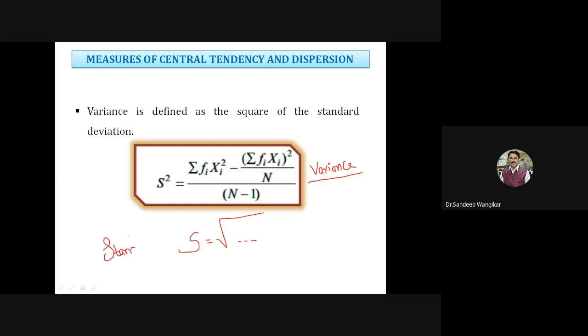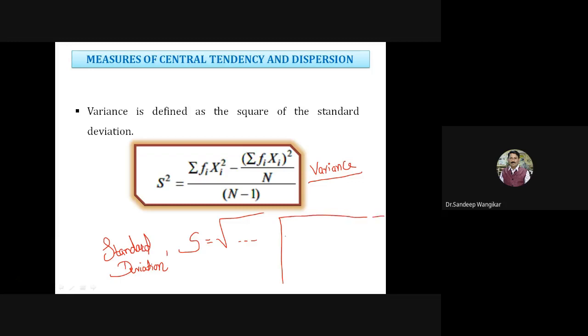Wherever the standard deviation and variance are asked, we have to first calculate the variance, because it is a square: the summation of fi xi squared minus the summation of fi xi, whole squared, divided by n, and the total bracket divided by n minus 1. Before moving to the numerical, having a look at the formula, I will mark some separate thing here.